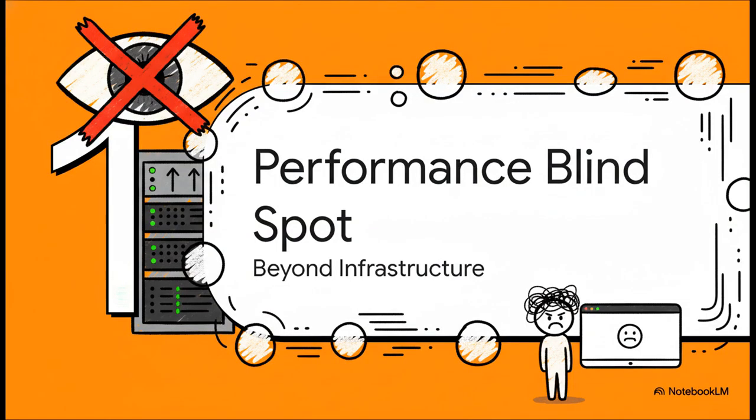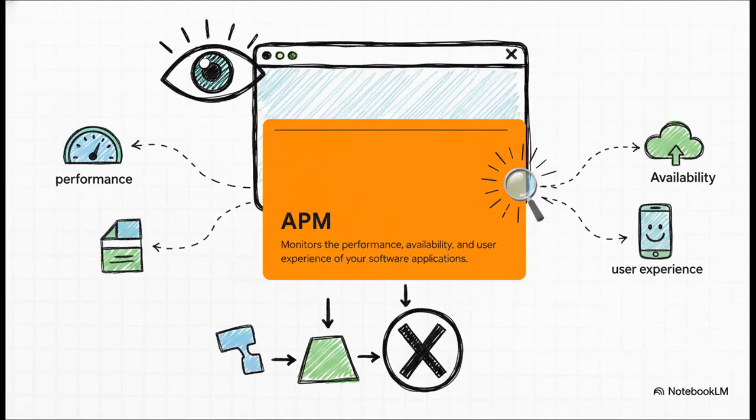This whole frustrating scenario has a name. It's the performance blind spot. It's that murky area where your traditional monitoring tools are telling you all systems are go, but they're telling you absolutely nothing about the actual user experience. And this is exactly where APM steps in. At its core, it's all about monitoring the performance, the availability, and most importantly, the user experience of the software application itself. It's a tool specifically designed to shine a light on that blind spot.